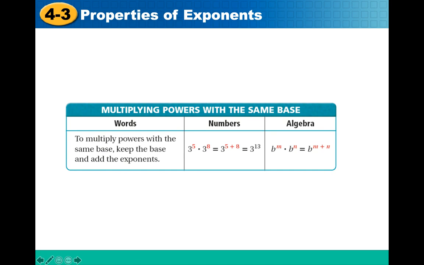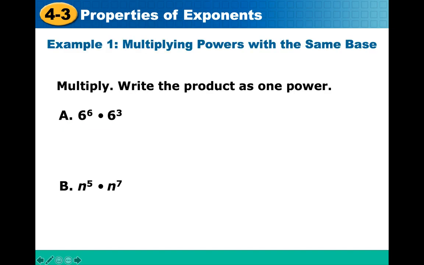Here's an example with numbers. We have 3 to the 5th power times 3 to the 8th power. We just added the 5 plus the 8, which gave us 3 to the 13th power. Here we have an example with algebra, meaning with variables. Again, we have the same base here, different exponents, so you would just add those exponents together. Here are two examples, if you want to pause for a second and do those.